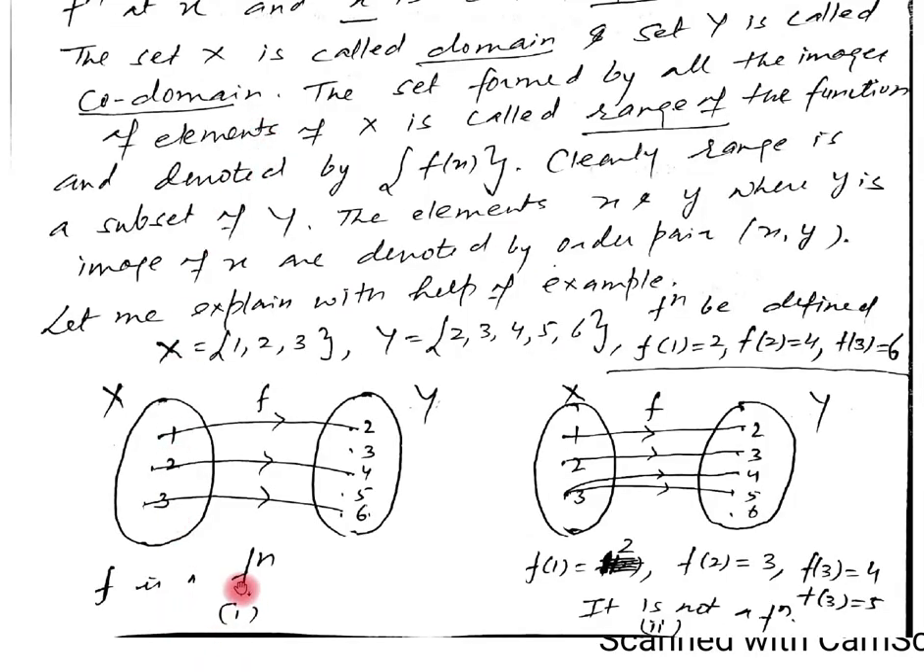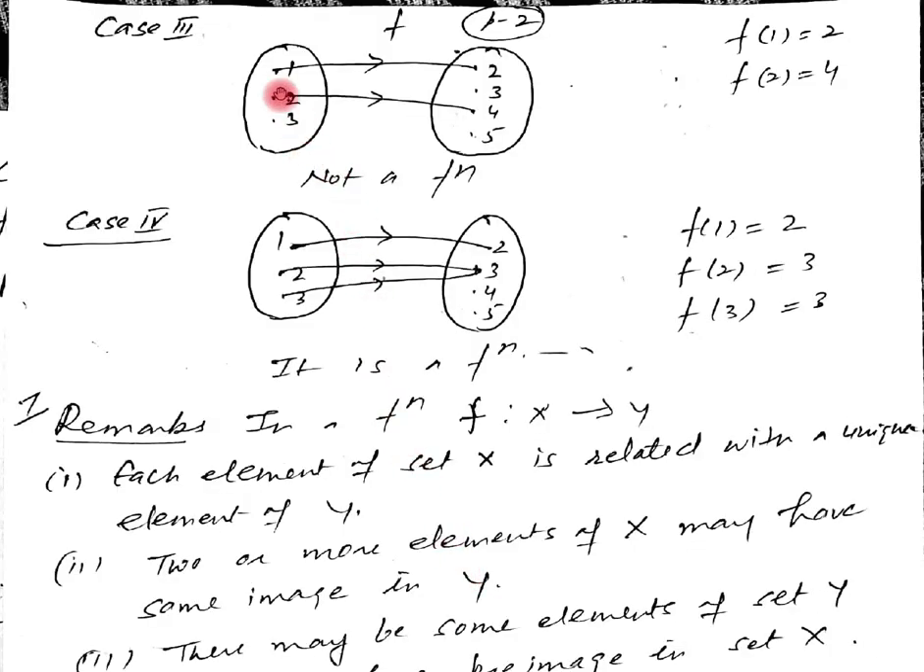In the first case every element of x is associated with the unique element of y. So it is a function. Now here this element has more than one image, so it is not a function. Similarly, in this case, every element of x is not related with the element of y. 3 element is not related with any element, so it is not a function. Similarly, case 4. This is again a function because every element is related with the unique element of y belonging to y. Then it is again a function.